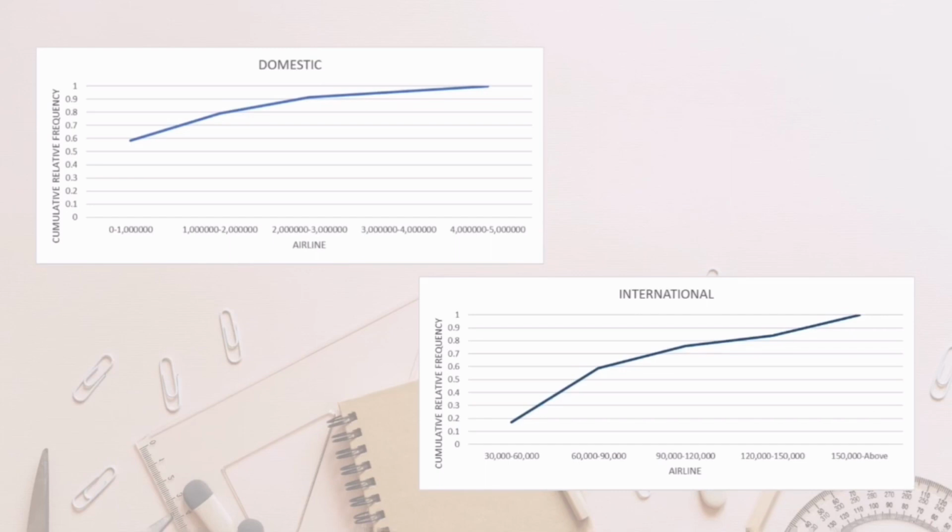Next, this is the graph for the domestic and international datasets. The Y-axis represents cumulative relative frequency, while the X-axis represents class group, and the points in the graph represent the relative frequency. So from this graph, we can conclude that domestic and international have a positive relationship, or positive skew.